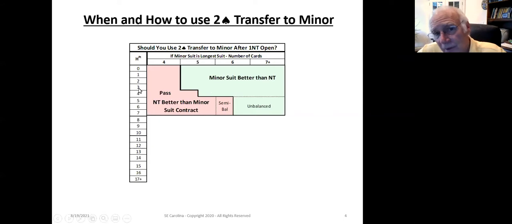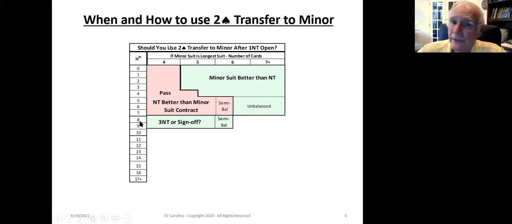So you can see what the split is here between balanced and unbalanced. If you're balanced, you're going to want to play no trump. If you're unbalanced, you want to play in a suit contract, one of the minors. Now, if you've got 8 to 9 points, the question is, what do you do? Do you go to 3 no trump, or do you sign off? Now we'll address how to handle that.